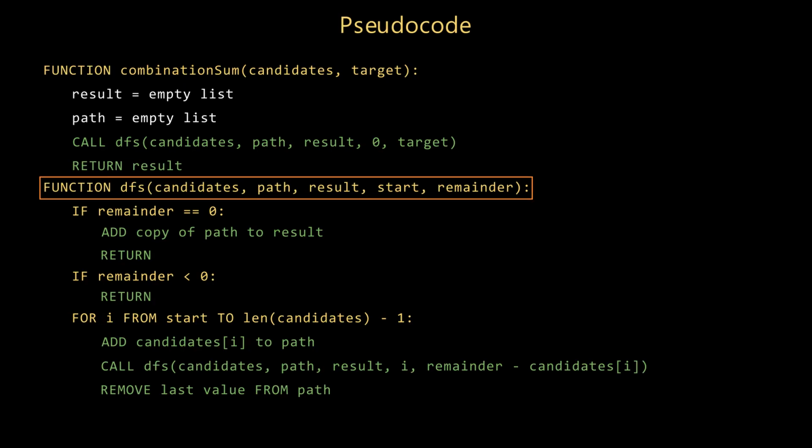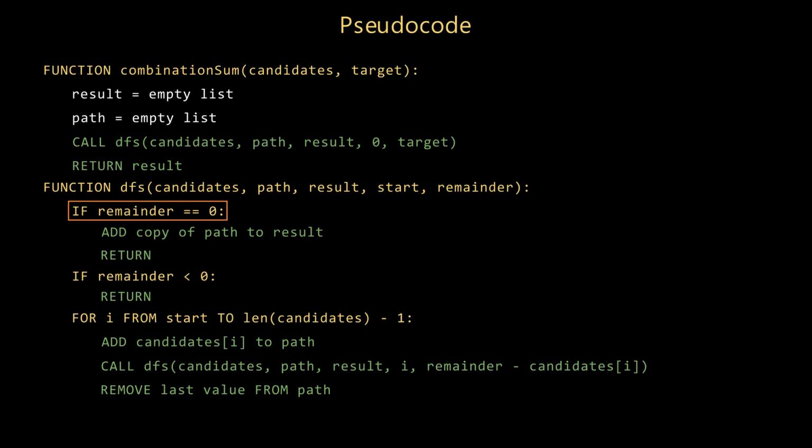Helper DFS sits alongside combination sum, at the same nesting level, so languages without nested functions can map this directly. If remainder is exactly 0, the current path is a valid combination. Append a copy of path to result so later backtracking does not mutate stored answers. Return from this successful branch.